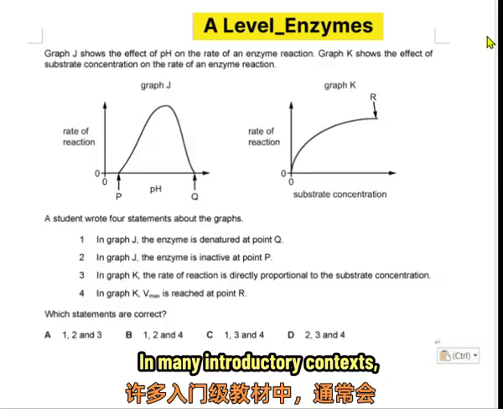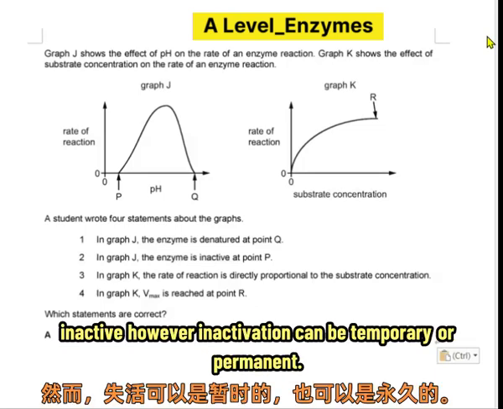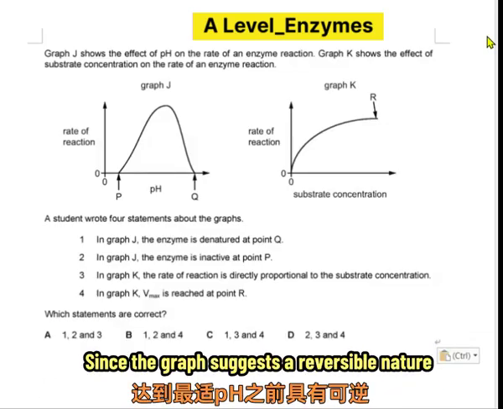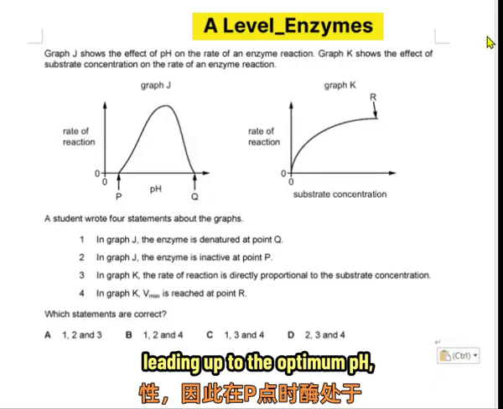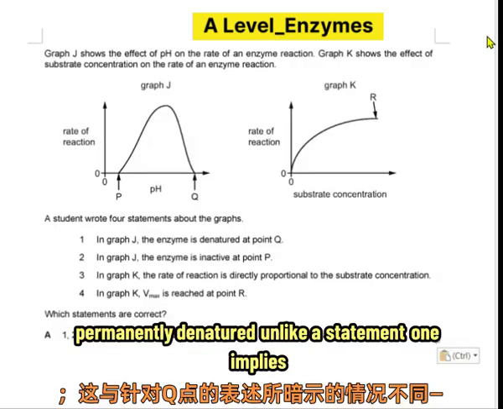In many introductory contexts, an enzyme with 0 activity at an extreme pH is described as inactive. However, inactivation can be temporary or permanent. Since the graph suggests a reversible nature leading up to the optimum pH, the enzyme at P is inactive but possibly not permanently denatured.